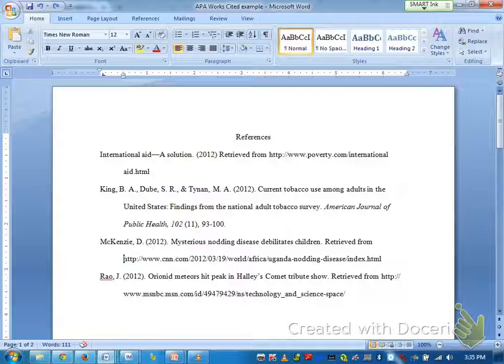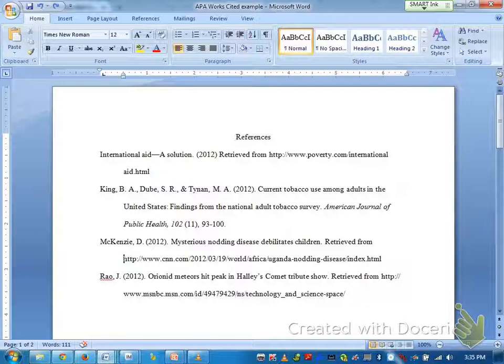Notice please that there is no changes in font except for italics where necessary, and that's something we'll talk about when we get to the APA presentation that's coming up shortly. But there's no bold and there's no underline anywhere in this reference page. Everything is just a nice plain 12-point Times New Roman font.